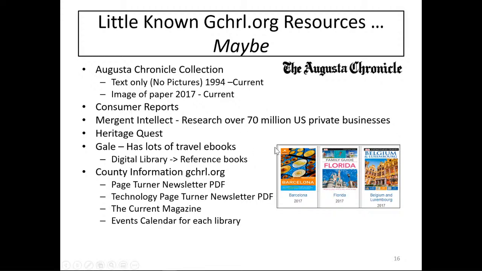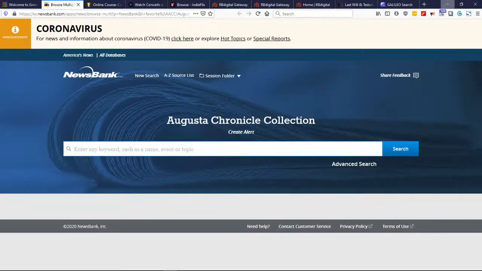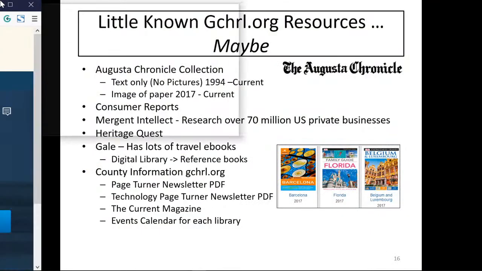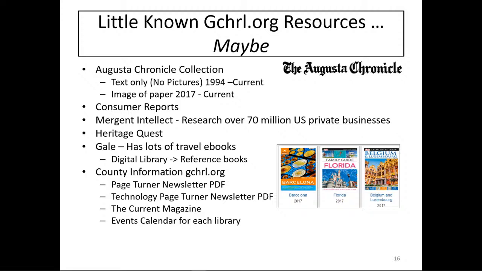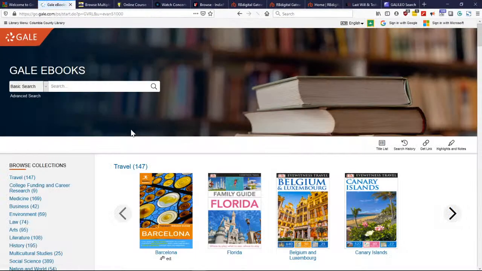Okay, here we did Heritage Quest. Another one is our Gale, and I'll show that real quick. So go to our main site, go to Digital Library, then Reference Books, reference eBooks, okay. So I did reference books, reference eBooks, and then asked for my library card, and I just clicked it.